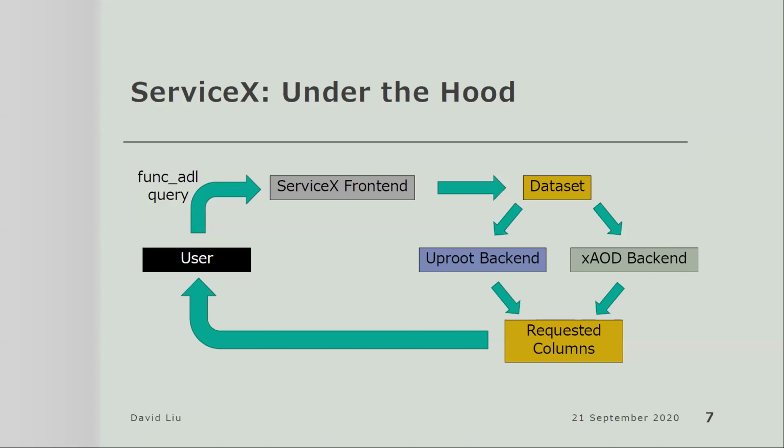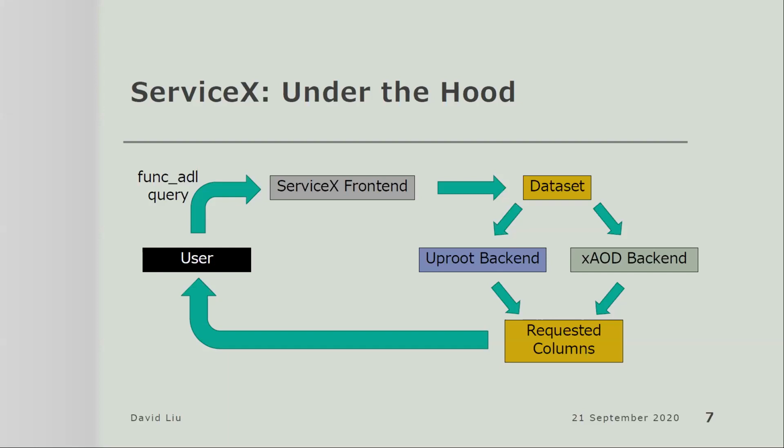Once it has that data set, it's going to submit it to one of the two backends, and the backends are what do the majority of the work. The backends take this data set, they slim it down, they select the portions that the user is actually interested in, and then they convert them into either awkward arrays or pandas data frames, or they can also return things as Parquet files.